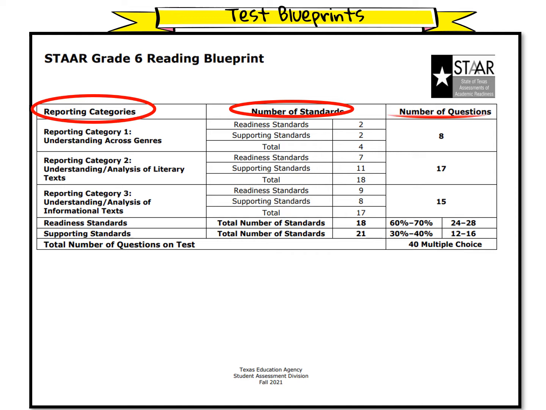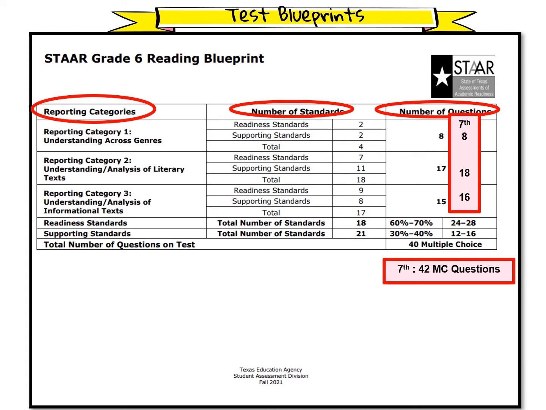sixth graders. In terms of seventh grade, reporting category 1 is also 8, reporting category 2, it just goes up 1 to 18, and then reporting category 3 will be 16. And then we have 42 questions for seventh grade.